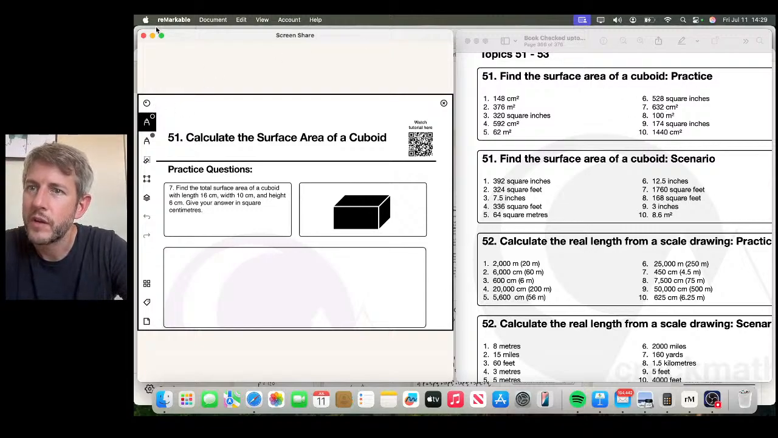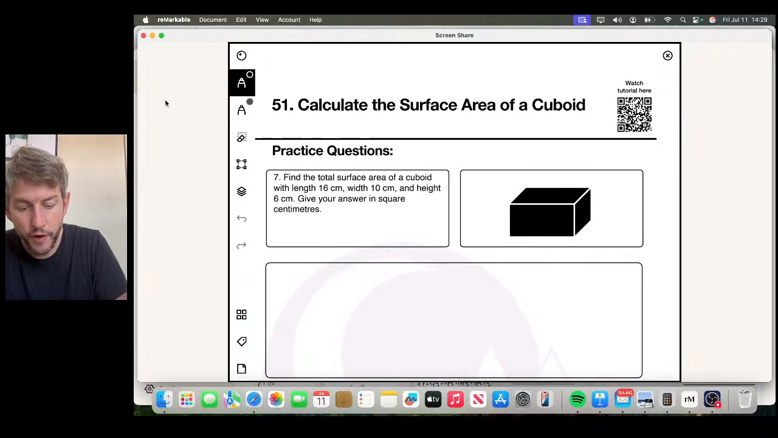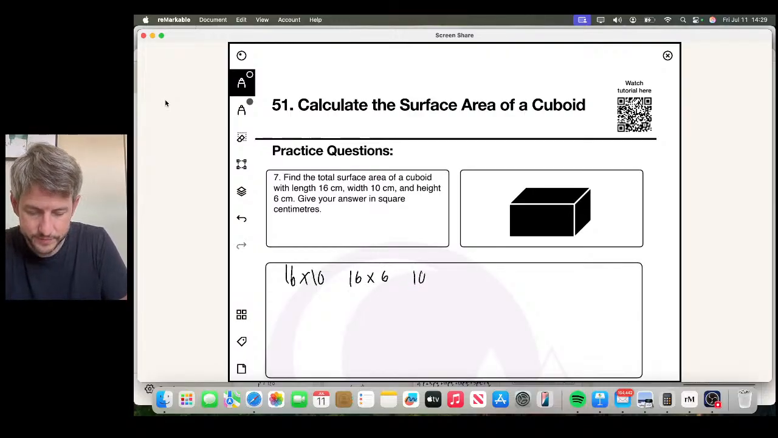Okay, so here we go. Right, so find the total surface area of a cuboid with length 16, width 10, and height 6 centimeters. Give your answer in centimeters squared. So we've got 16 times 10, we've got 16 times 6, and we have got 10 times 6. Okay, so this one is 160. This one is 60. And then 16 times 6. Well, 6 times 10 is 60. 6 times 6 is 36.